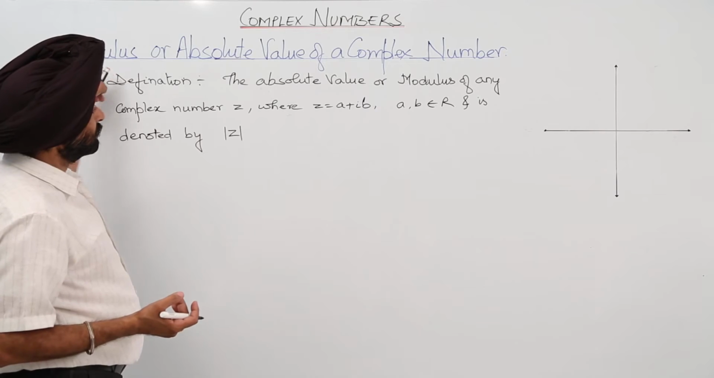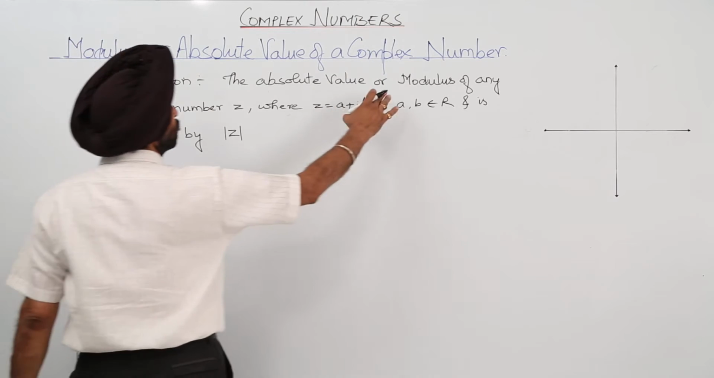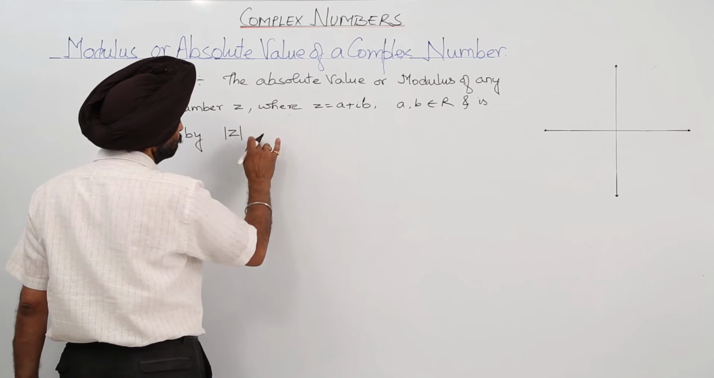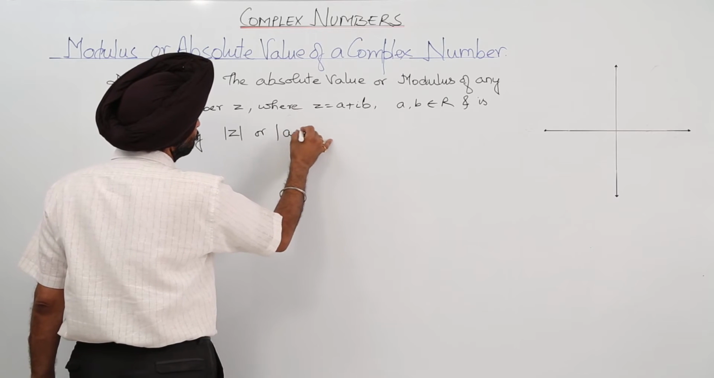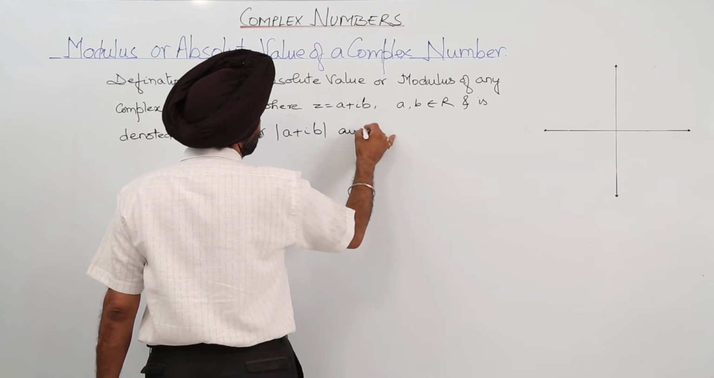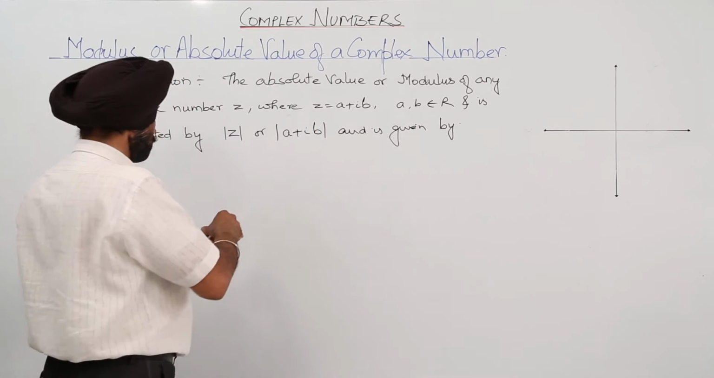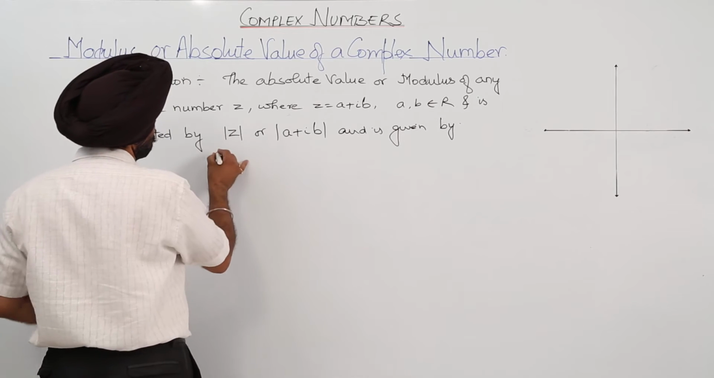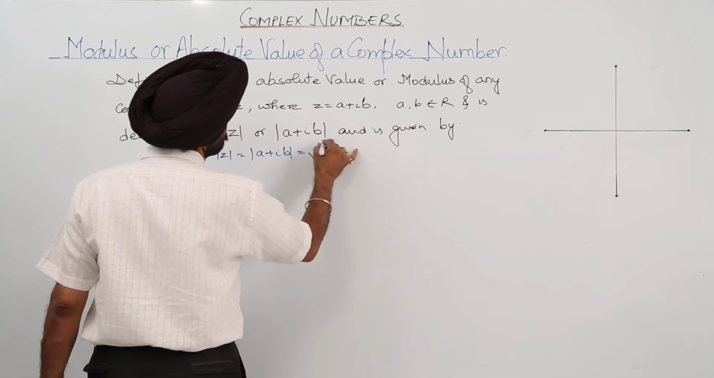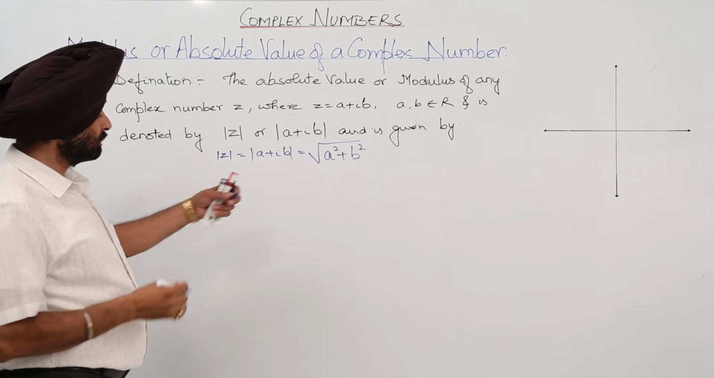Now here I have written modulus in front and here I have written absolute value after, because in pronunciation we always pronounce modulus. So modulus of any complex number is denoted by modulus of z, or modulus of a plus iota b, one and the same thing, and is given by modulus of z is equal to modulus of a plus iota b is equal to square root of a square plus b square. This is what a modulus is.